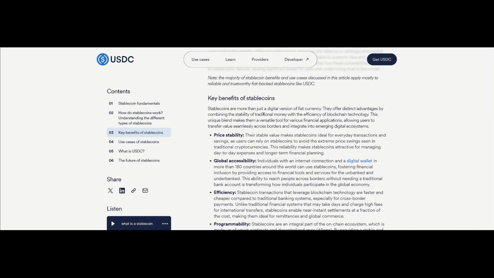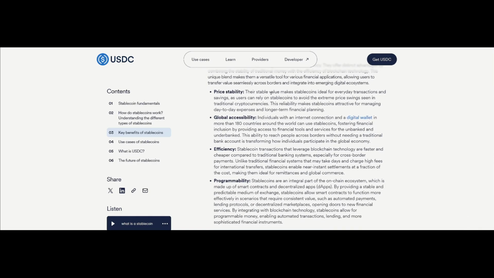It says stablecoins are more than just a digital version of fiat currency. They offer distinct advantages by combining the stability of traditional money with the efficiency of blockchain technology. This unique blend makes them a versatile tool for various financial applications, allowing users to transfer value seamlessly across borders and integrate into emerging digital ecosystems. Their stable value makes stablecoins ideal for everyday transactions, going to the store, and savings, going to buy a car, as users can rely on stablecoins to avoid the extreme price swings in traditional cryptocurrencies. This reliability makes stablecoins attractive for managing day-to-day expenses and longer-term financial planning.